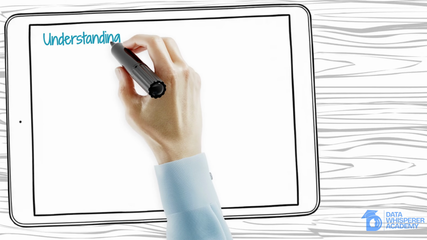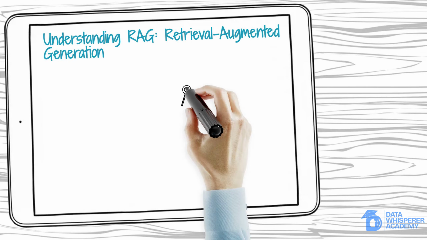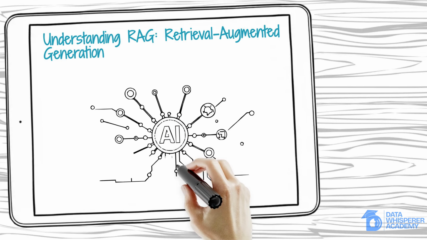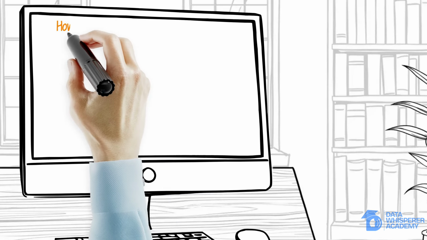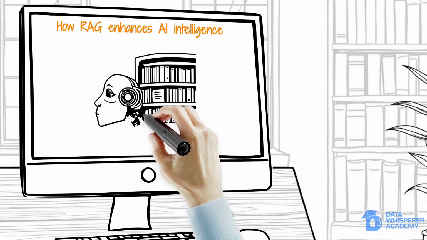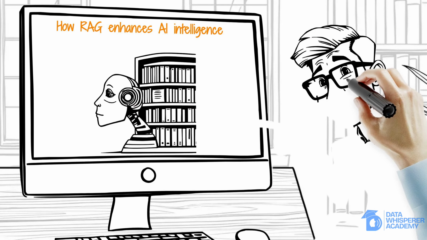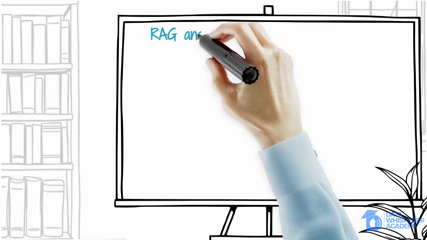RAG stands for Retrieval-Augmented Generation, which sounds super complicated, but trust me, by the end of this video, you'll totally get it. So what is RAG? Here's the basic idea. RAG is a way to make AI smarter by letting it look up information before answering you, instead of relying only on what it memorized during training. Let me give you an analogy that'll make this crystal clear.